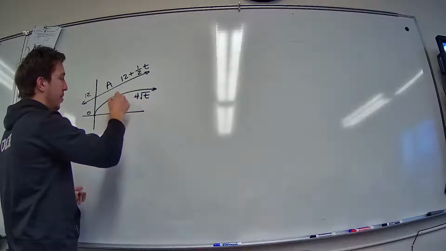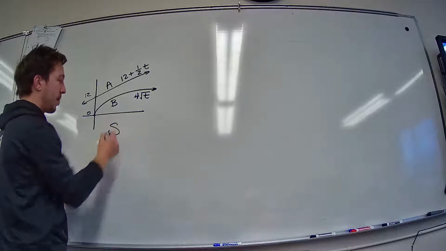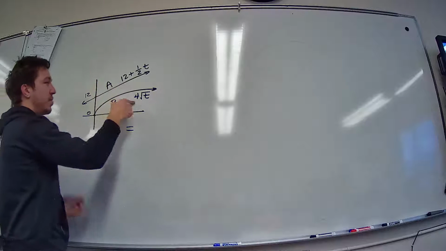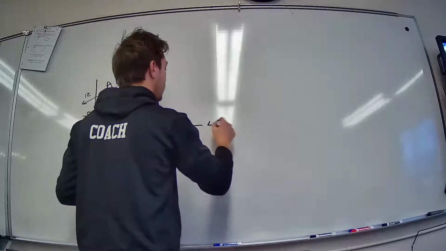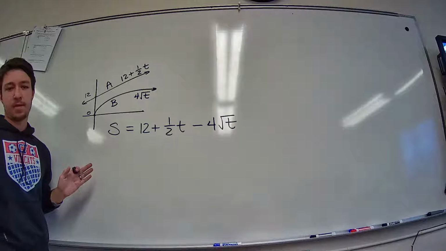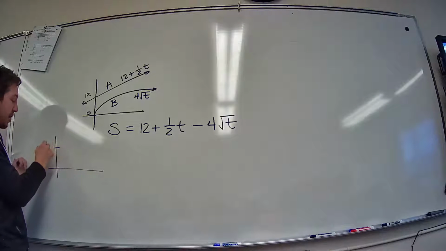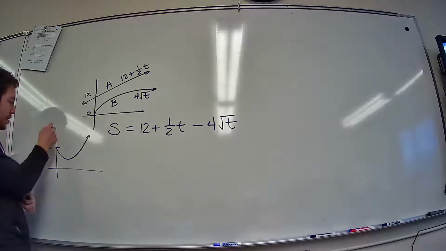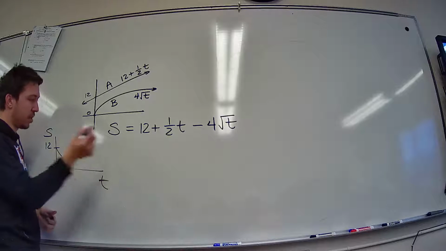So anyway, the simple thing is we make a distance function, or a separation function. Separation function S. The separation function is A's position minus B's position. 12 plus half a t minus 4 root t. Is everyone okay with that idea? Okay, so I could graph that. I can tell you what that function would look like. It would start off at 12, it would decrease for a while, then it would increase, if I graphed separation versus time. We're looking for the minimum separation.